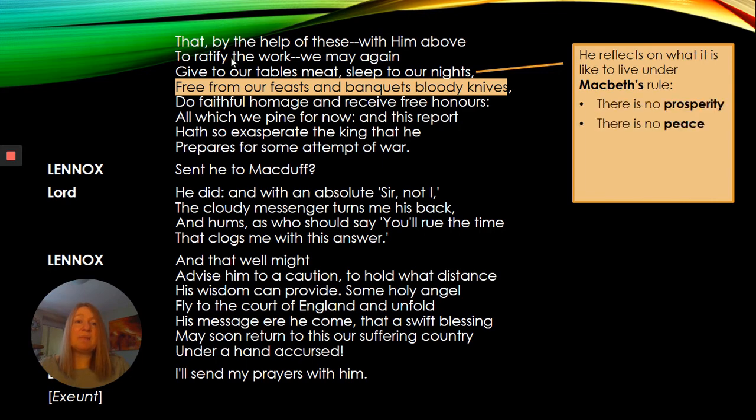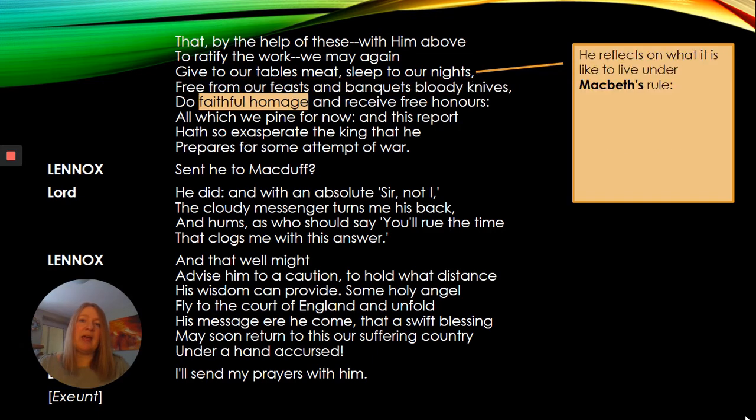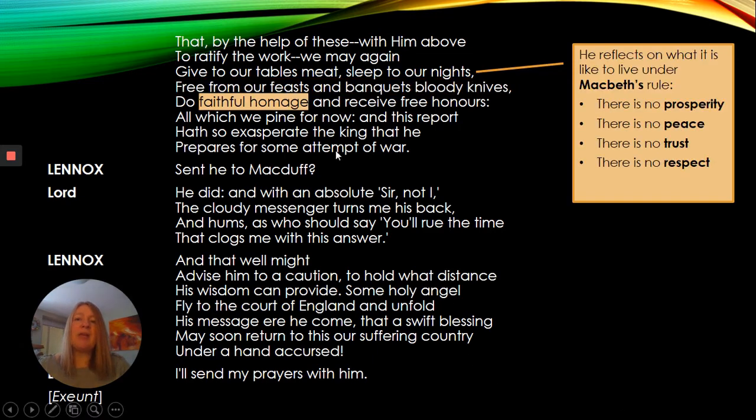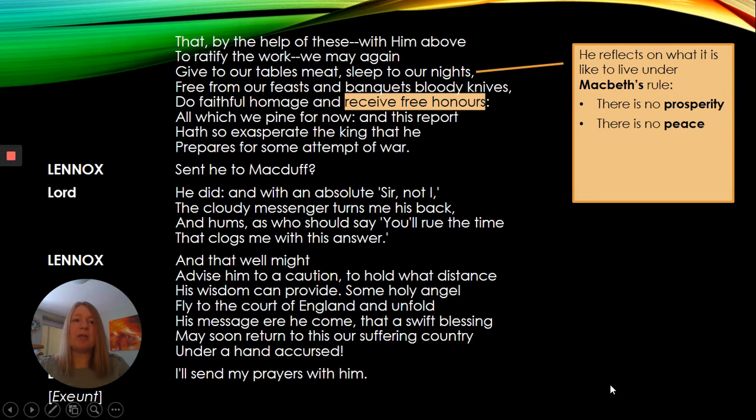Then he talks about there being no trust, that at banquets and feasts there are bloody knives. People have got their daggers ready. They don't trust each other. There are spies everywhere. So there's no trust under Macbeth either. And there's also no respect. Faithful homage means showing due respect to people and authority, and there isn't any. These are all things that aren't present in Scotland at the moment.